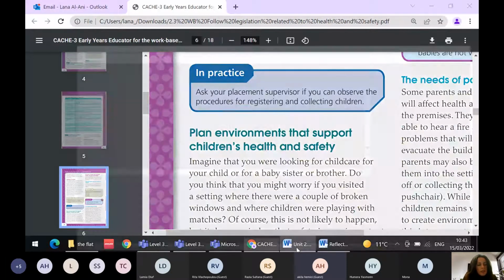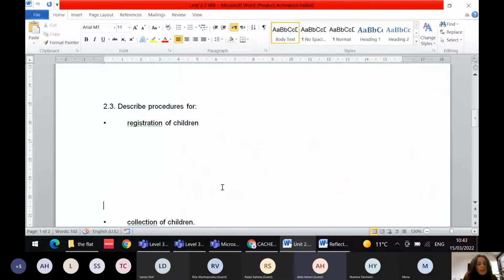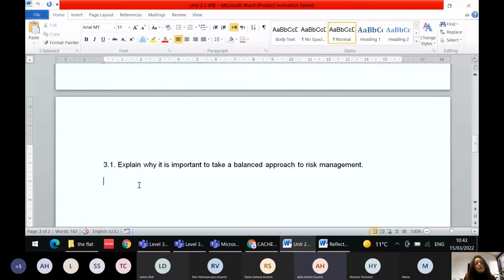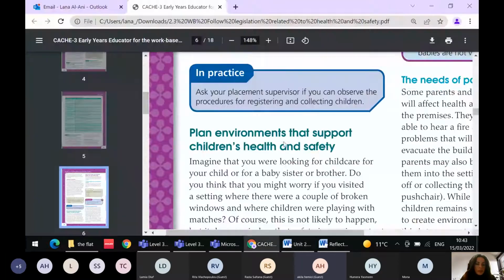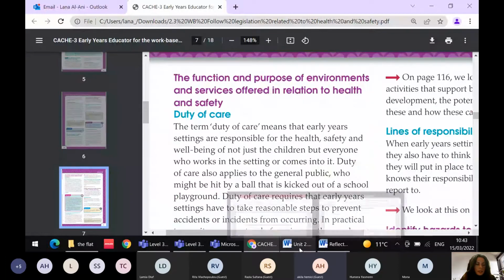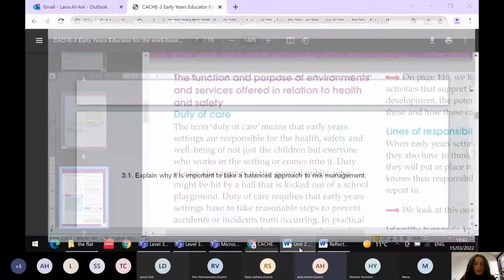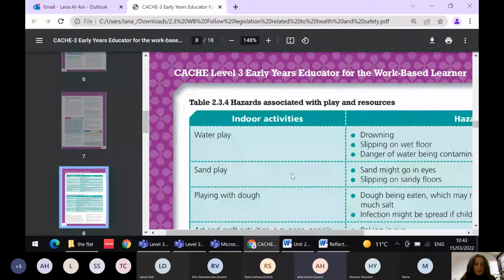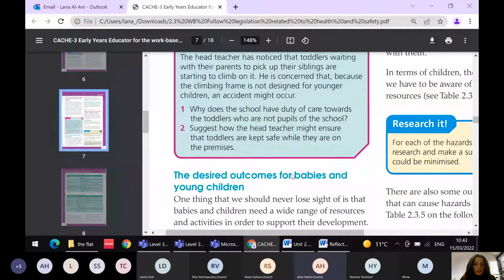Now, if I go back to the question, this is about the registering of the children and the collection of the children. Now, explain why it is important to take a balanced approach to risk management. So which question is that? It's 3.1. We will get back to this when we do the reflection account. Now we need to go to 3.1.